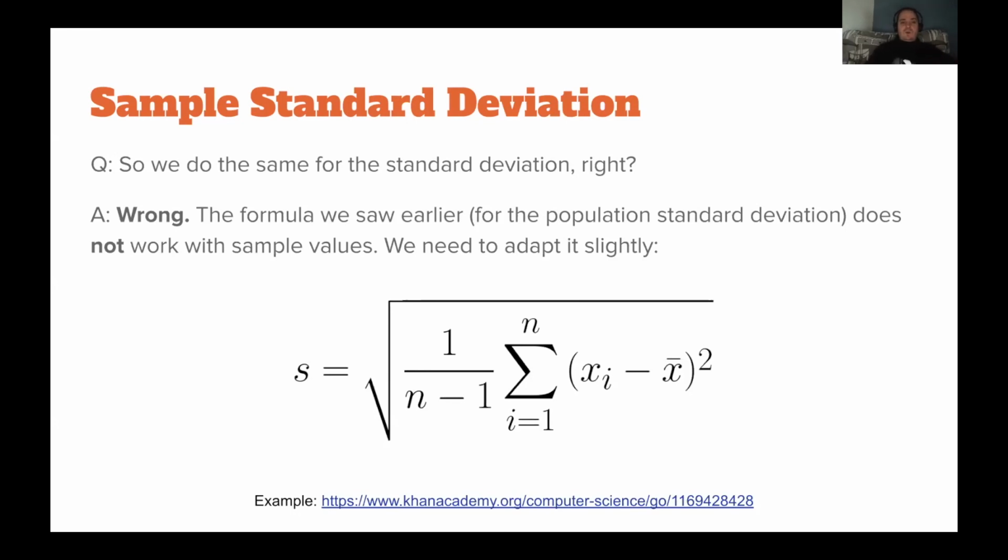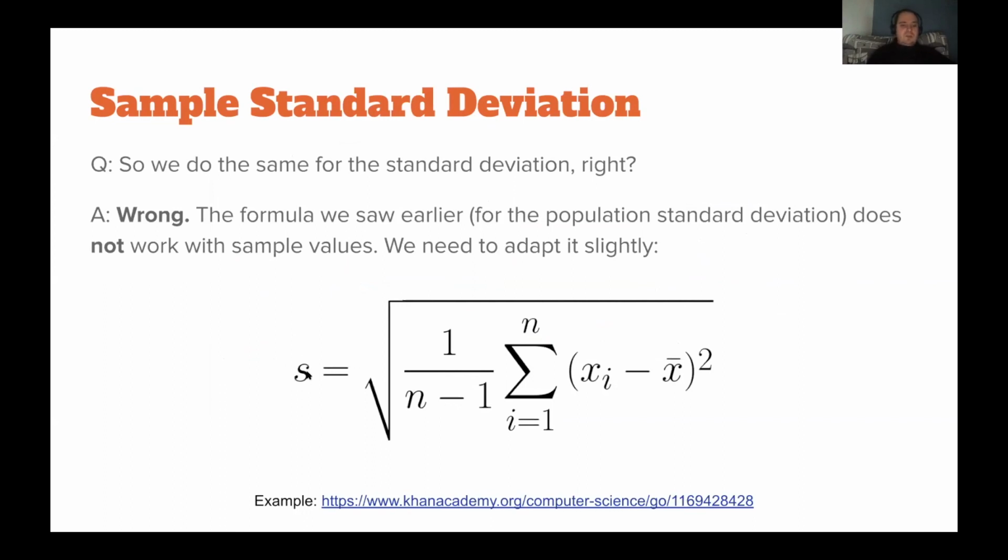This is wrong because the formula we saw earlier was for the population standard deviation. That was if I wanted to compute the standard deviation when I had all the points. But that does not work with sample values. So if I have a sample and I compute the standard deviation to make assumptions about the population standard deviation, we need to adapt it: we need to divide by n minus 1 instead of dividing by n, as we did before. Before, it was the same computation but divided by n, the number of points you have in your population.